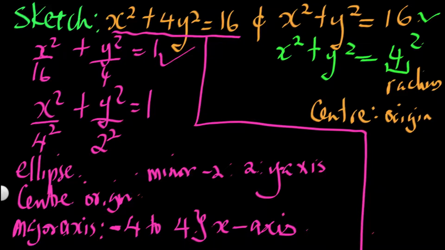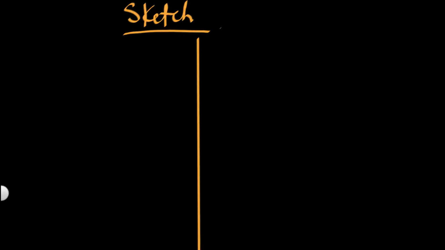With all this information that I can get so quickly, I can do my sketch. So let us move from here to do the sketch. I'm going to sketch the two graphs on the same Cartesian plane. I'm going to start by sketching my axes. I have a vertical axis, the y-axis, and a horizontal axis, my x-axis, and there we are.